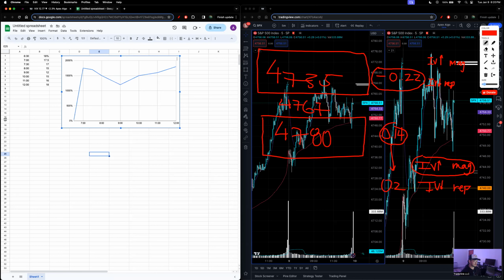How do you determine if they're hedging and not repositioning? If they're repositioning, you'll see the exposures go down.